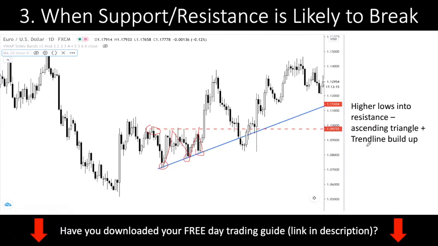Okay, you have the trend line build up as well. The trend line is supporting price, pushing price. That also means that buyers are willing to buy at a higher price. At first, they're willing to buy here. After that, they're willing to buy here. And after that, they're willing to buy here.